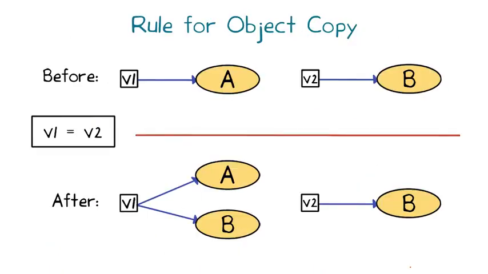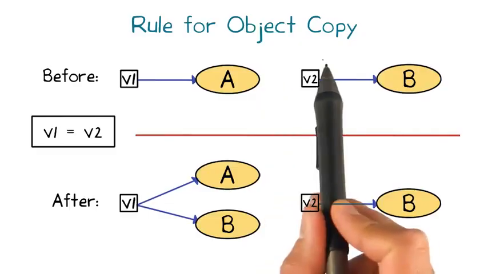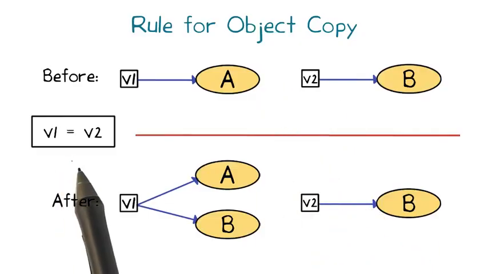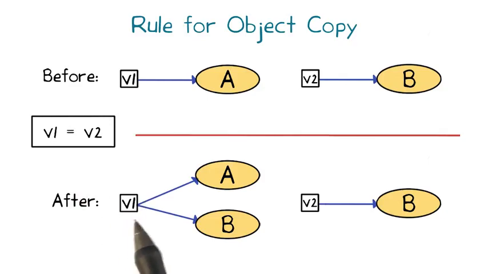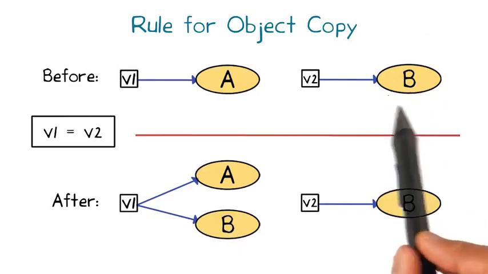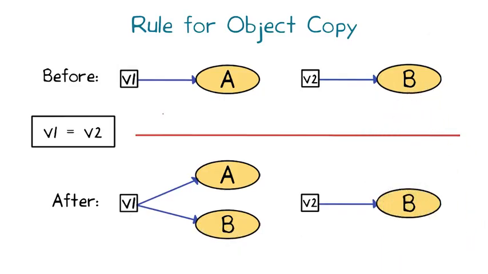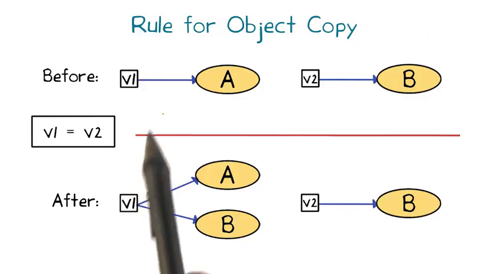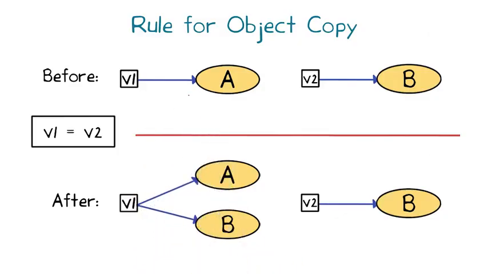The next rule we'll look at is for the second type of statement in our grammar, an object copy. For the statement v1 is assigned v2, we create a variable node for v1 if it doesn't already exist, and then add a blue arrow from the variable node for v1 to all nodes pointed to by the variable node for v2. Again, note that we do not remove or replace any existing arrows from v1, such as this one. v1 merely accumulates another arrow to b.